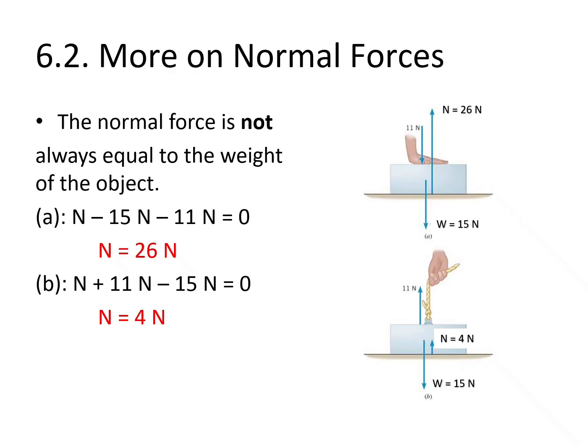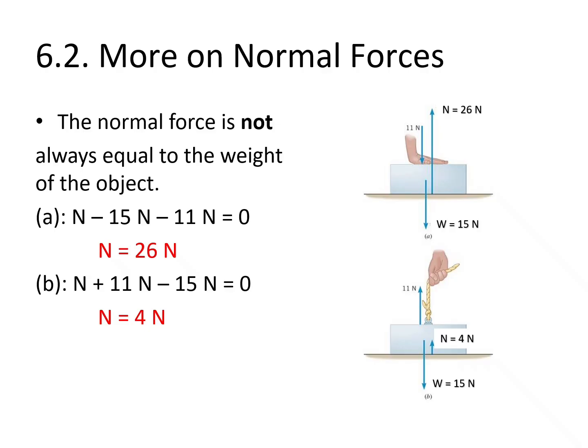In both examples, the object has a weight of 15 newtons. So gravity pulls downward with 15 newtons in each case. But there is also an additional force of 11 newtons. In case A, the extra 11 newton force pushes downward on the object. The surface must now push upward hard enough to balance both the weight and the extra downward force. Since the object is not accelerating vertically, the net force in the vertical direction is zero.